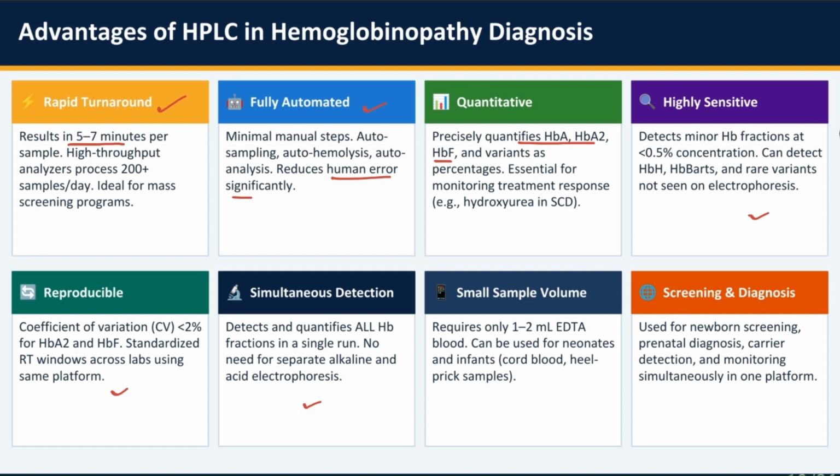It requires very small amount of blood. Hence, only 1 to 2 ml of EDTA blood can be used for this technique and can be used for neonates and infants also. It is very helpful in screening and diagnosis and is used for newborn screening, prenatal diagnosis, carrier detection and monitoring simultaneously in one platform.